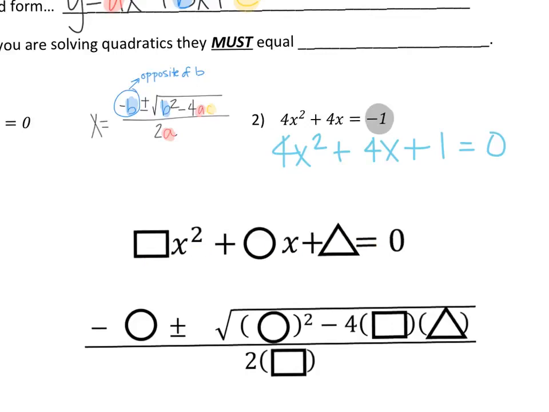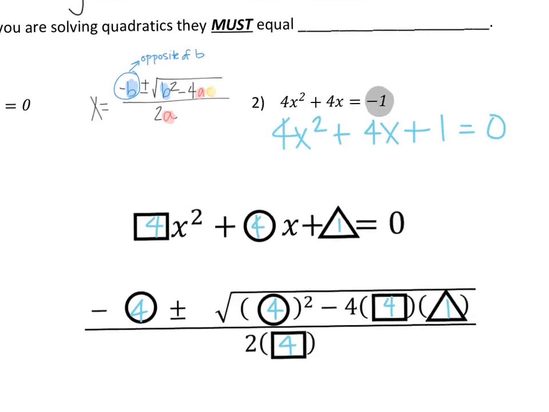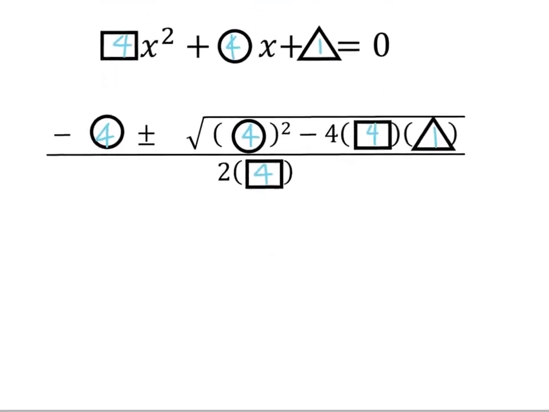So I'm going to take these numbers here, and I'm going to plug them into this formula where I have the shapes. It says 4x squared, so for the square I'm going to put a 4, plus 4x, so for the circle I'm going to put a 4, plus 1, so for the triangle I'm going to put a 1, and I'm just going to plug all those numbers into my shapes down here. So my circles are both going to be 4s, my rectangles are going to be 4s, and my triangle is going to be 1. So at this point, I have my formula already set up and ready to go.